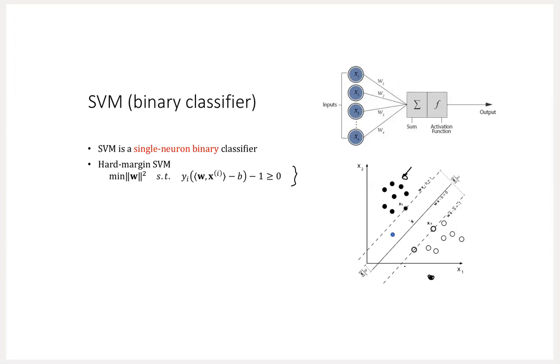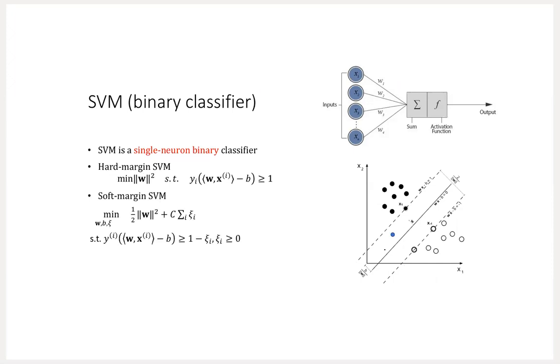So instead of trying to force every point to be outside this margin, we will allow some points to be inside the margin, but at the same time we want to minimize this violation as much as possible. And the violation for each point can be equal to ξi here.